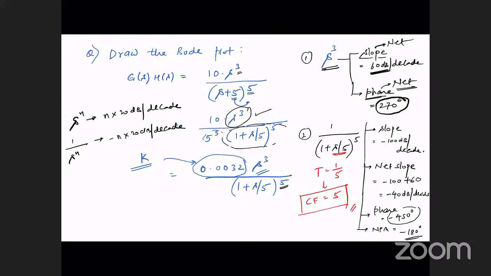And if you remember, the job of K is to give a shift of 20 log K. I hope you are watching each and every video. If you have watched the previous video, I have made you understand what is meant by 20 log of K. 20 log of K is a shift in the magnitude plot. If K happens to be 1, 20 log of 1 is 0 decibel, which means there would be no shift. But this time, K is not 1, guys. K is 0.0032.